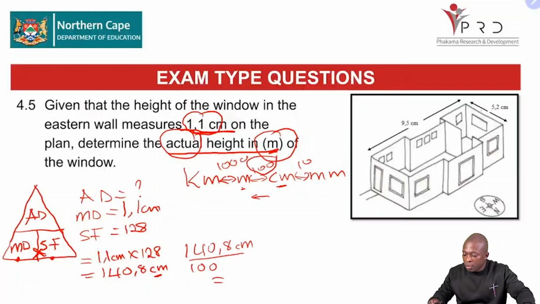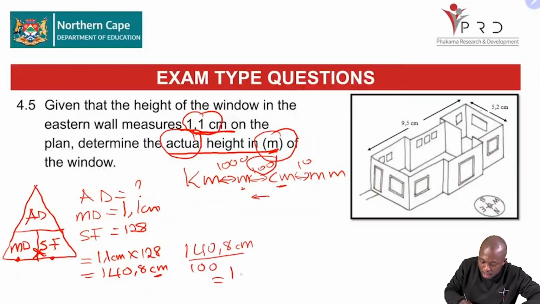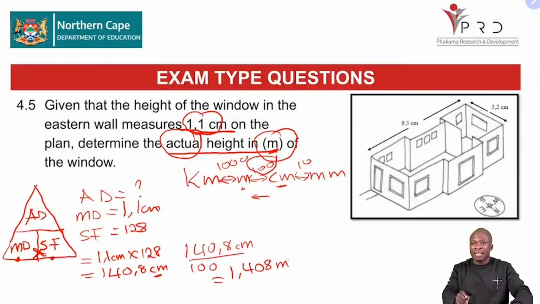What will that get you? 140.8 divided by 100. What did you get? Good, you got 1.408. Then you put your unit, meters. That immediately gets you 4 marks. For such a question, you may be able to get about 4 marks or 5 marks.